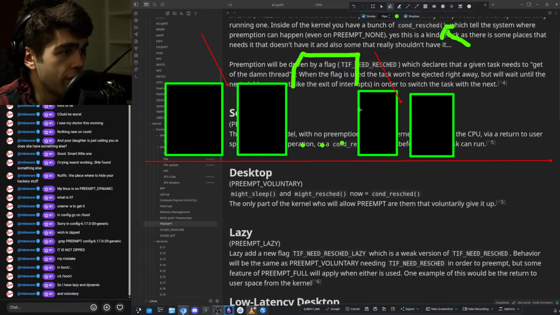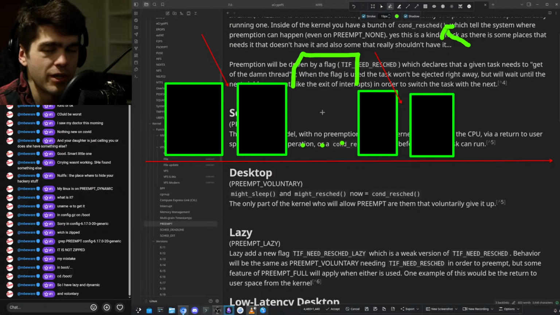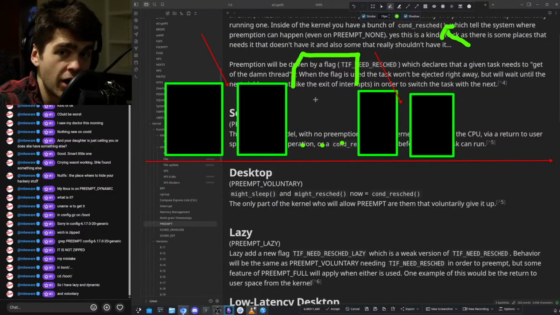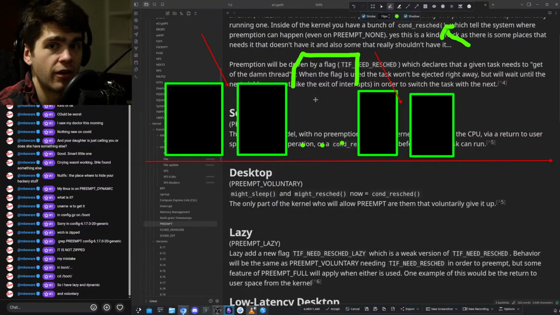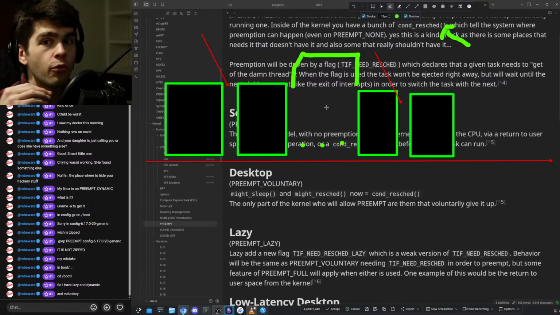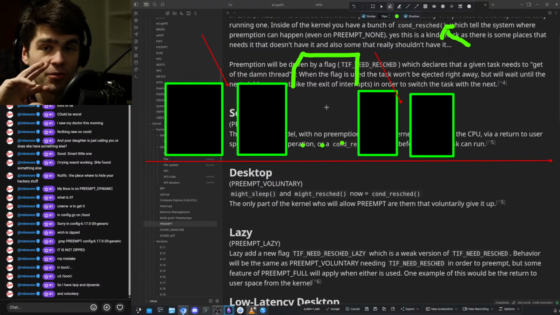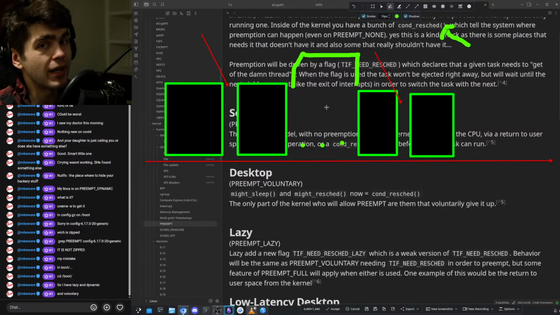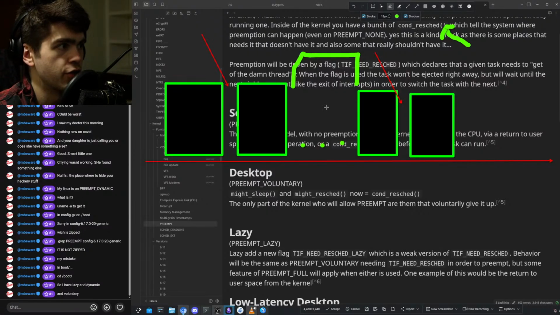So we are in a situation where not only are we saying we're going to phase out preempt none and preempt voluntary, but we actively need to remove them before we do that. We cannot leave them as an option, because if we do, we leave people on a system that will be broken because it won't be able to preempt at places where it really should.